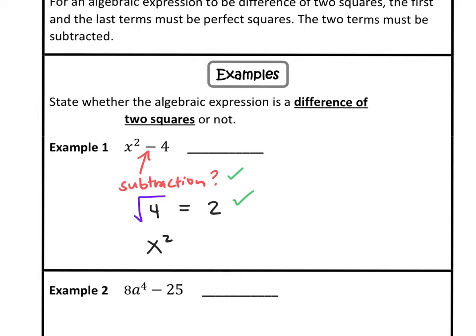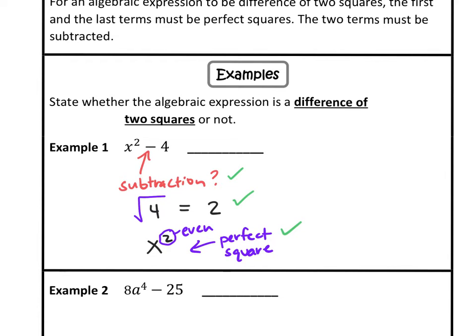Remember on the previous page, if the exponent is even, then that means that this is a perfect square. So another check mark.